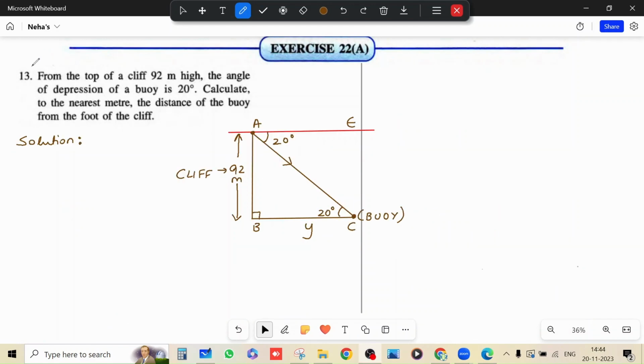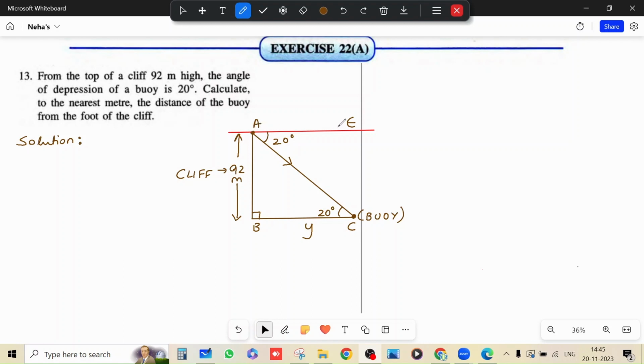Question number 13 is, from the top of a cliff 92 meters high, the angle of depression of a buoy is 20 degrees. Calculate to the nearest meter the distance of the buoy from the foot of the cliff. So let us assume that AB is the cliff and C is the buoy, and the angle of depression, that is angle EAC, is given as 20 degrees.